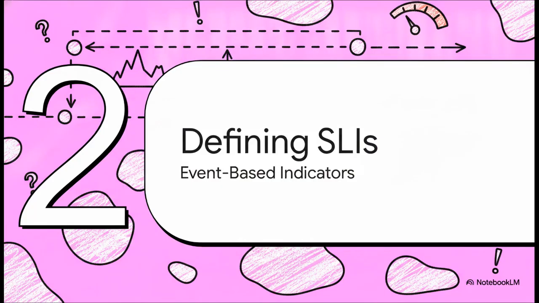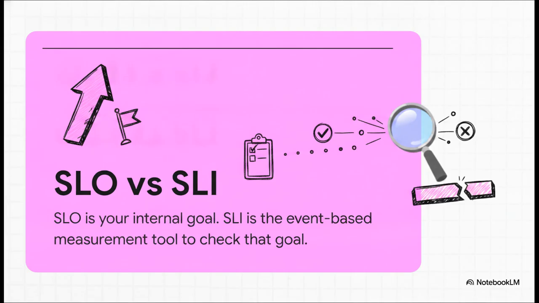Which brings us to part 2, defining reliable event-based indicators. Understanding the relationship between these two terms is absolutely crucial. Think of an SLO as your internal goal. For instance, 99.9% of user requests to load the homepage should succeed. The SLI, on the other hand, is the actual measurement tool, the referee checking if you're hitting that goal.